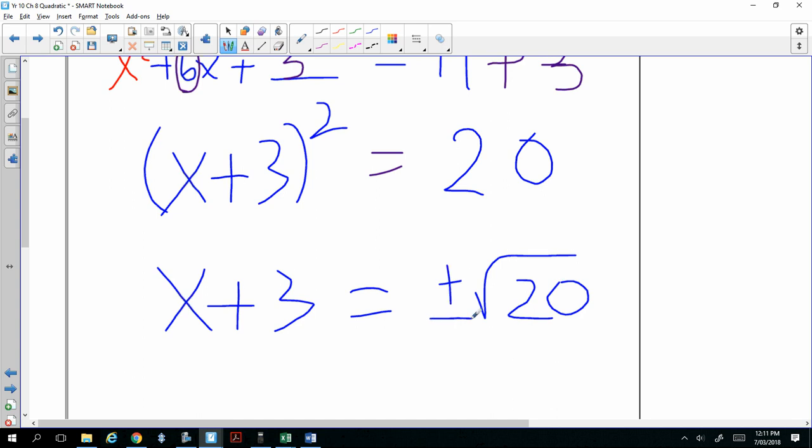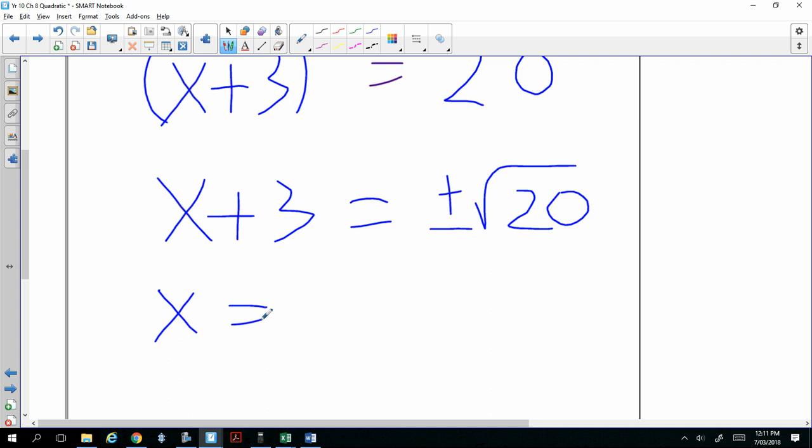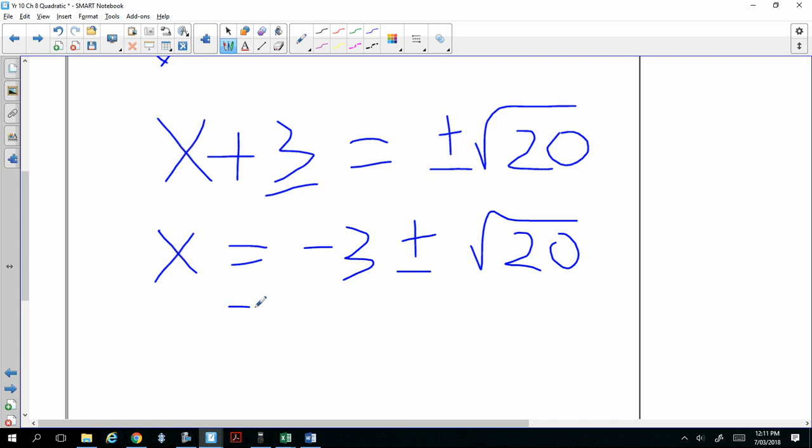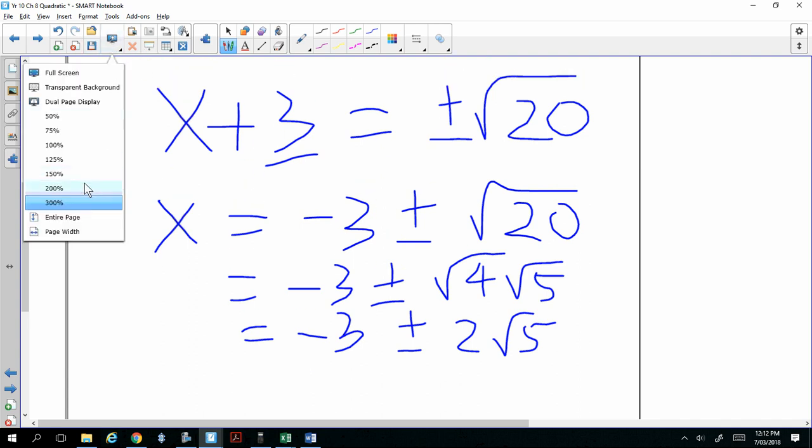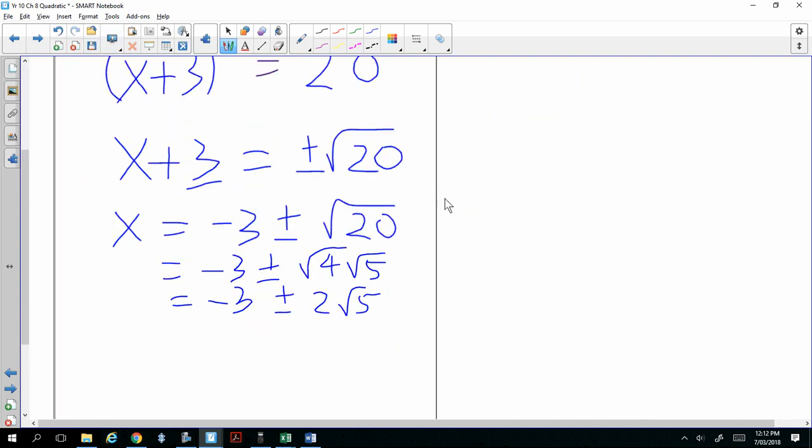And then what do we do after that? We have to find x. x is negative 3 plus or minus root 20. Can we simplify root 20? What's that equal to? 2 root 5. Let's do it a bit slowly. So you get 2 root 5. Any questions? So we found the x value. If you want to write it separately, it's equal to negative 3 plus 2 root 5 or negative 3 minus 2 root 5. Any questions?